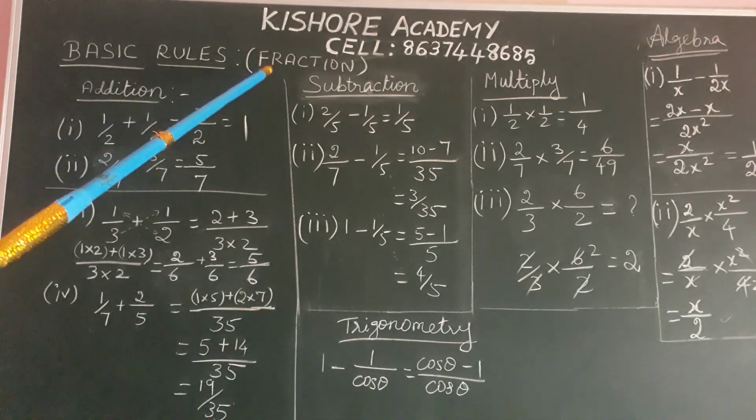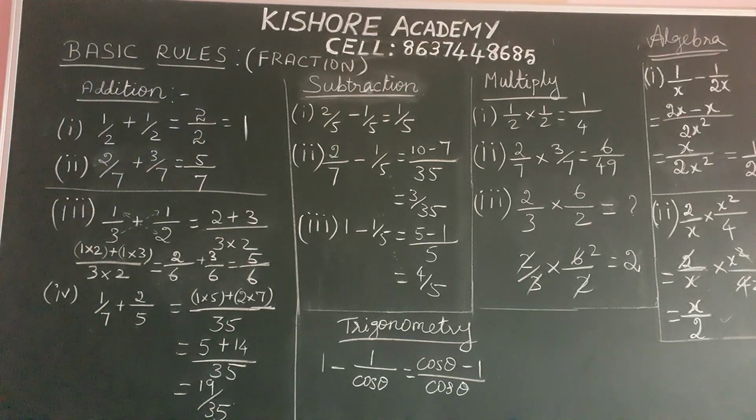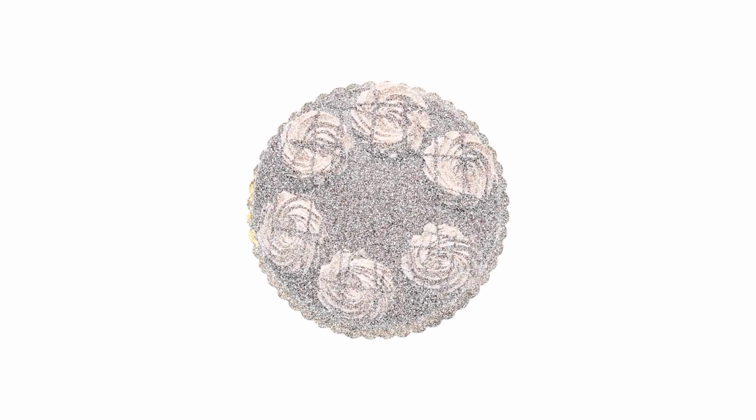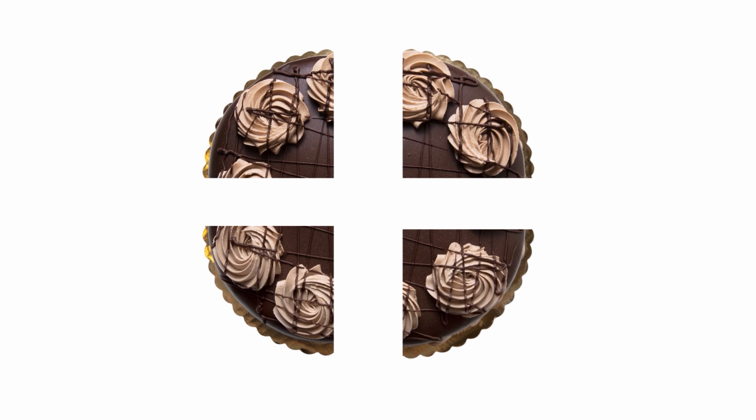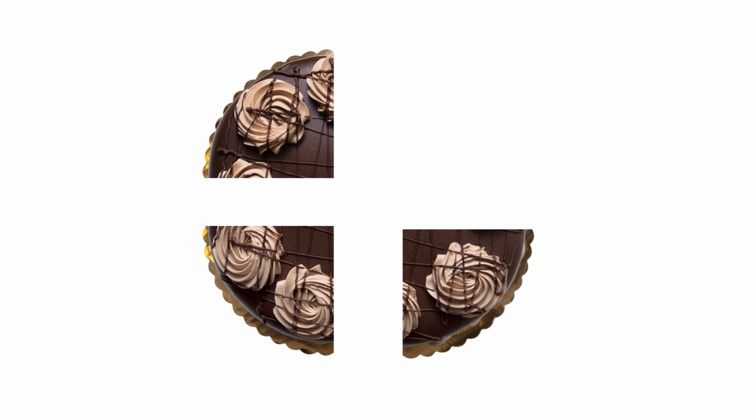Before we see how to add two fractions and subtract two fractions, we should know what is meant by fraction. I will give a small example. If you take a round shaped cake, cut the cake into four equal parts. Take one of the parts and eat yourself. The part which you have eaten is known as 1 by 4.